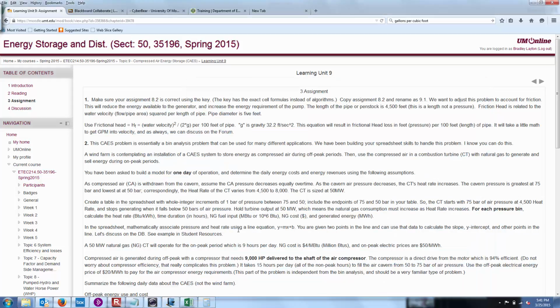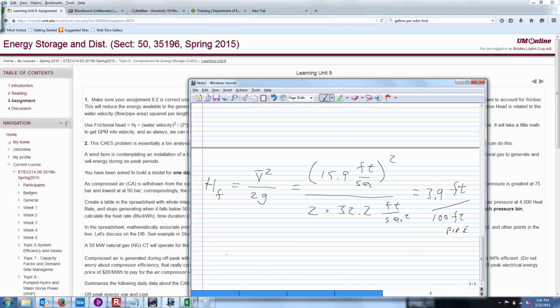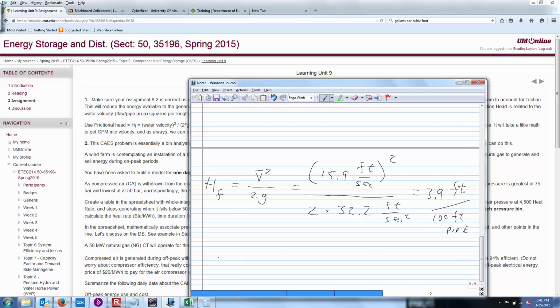I think the way it's given, if we go back here, feet per 100 feet, if that makes sense. Feet of pressure per 100 feet of length. Yeah, so you're gonna lose 3.9 feet of pressure, and we can convert that to PSI per 100 feet of pipe. So 3.9 feet of pressure per 100 feet of pipe. And how long is this pipe we're talking about? 4,500. Okay. That's a long pipe.